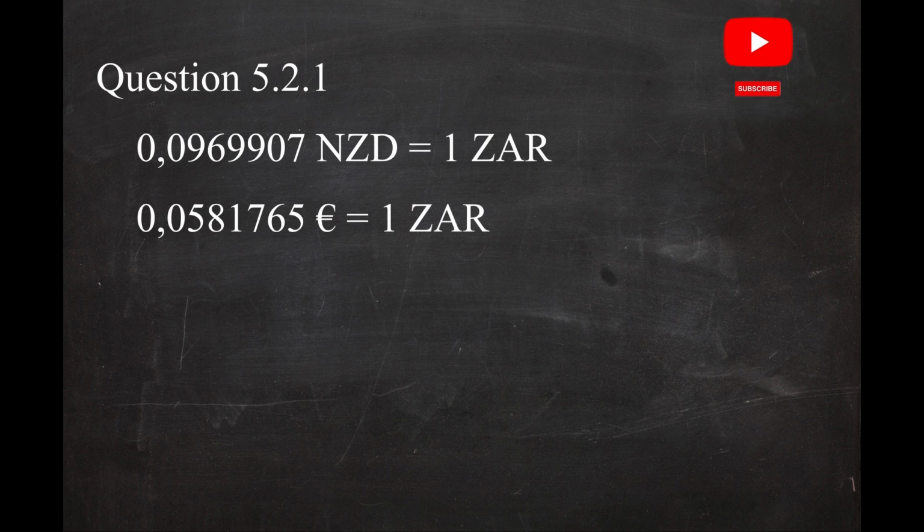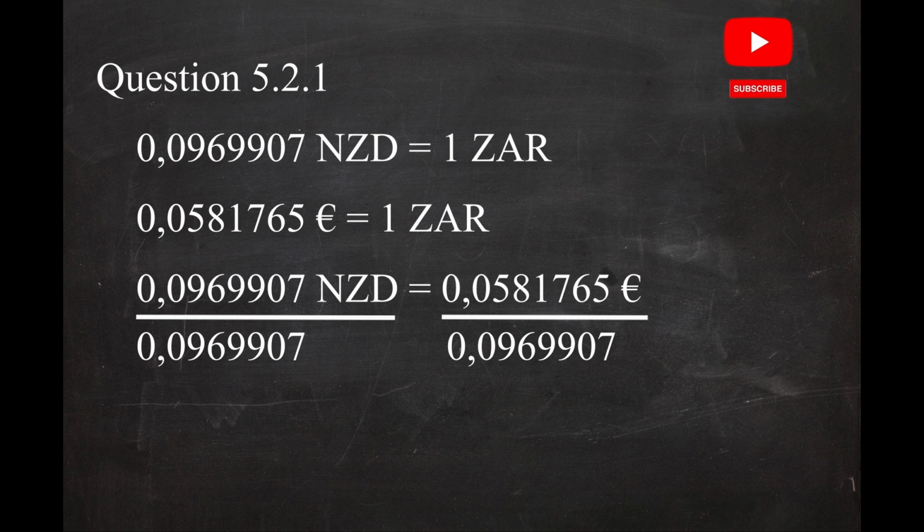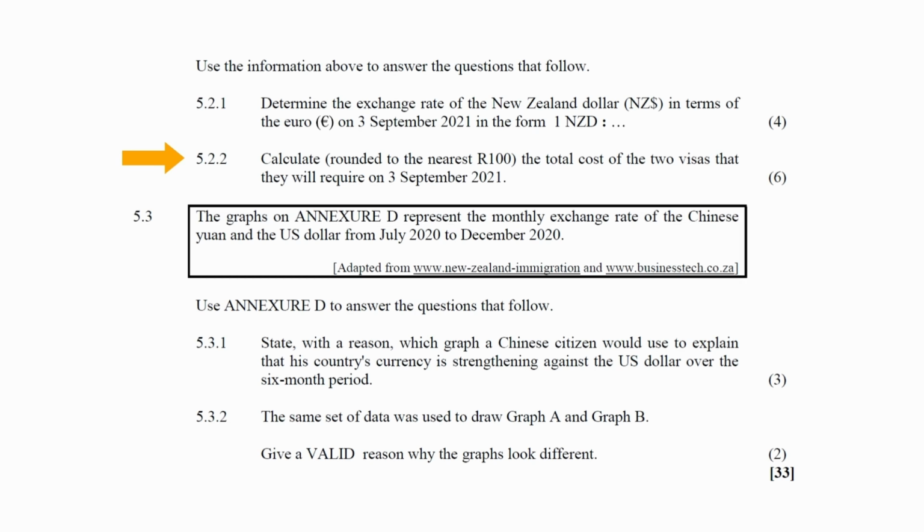Also, 1 South African Rand equals 0.0581765 euros. So this means that you can say that 0.0969907 New Zealand dollars equals 0.0581765 euros. Dividing both sides of this equation by 0.0969907, you will get an exchange rate of New Zealand dollar to euro of 1 New Zealand dollar to 0.599815524 euros.